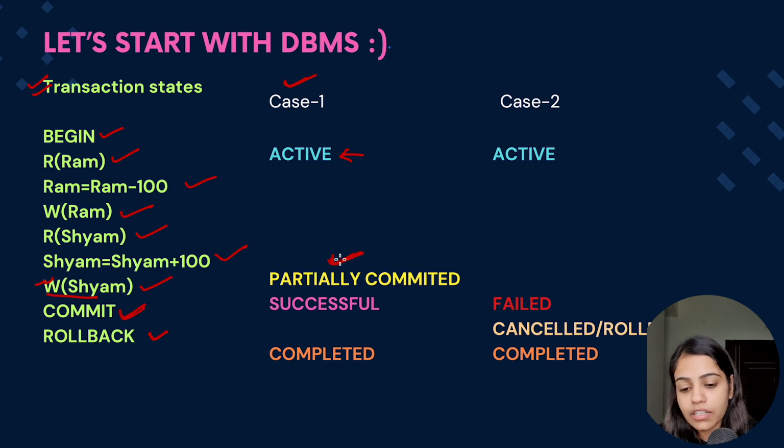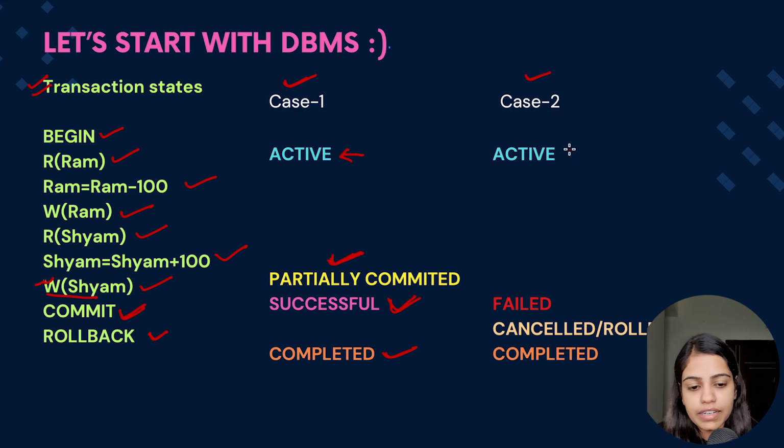Now coming to commit, so this is a successful state. We can say now we have come to a successful state and now we can update the data into our database. And then after commit there is a completed state. The transaction is completed.